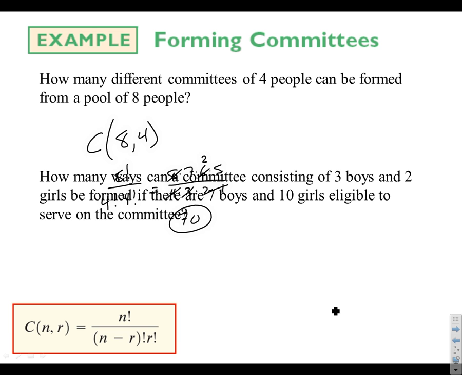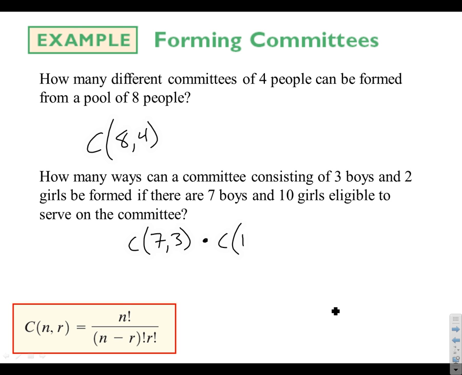All right, let's try another one here. So now we have 2 things going on here. We want 3 boys and 2 girls to be formed from a total of 7 boys and 10 girls. We're going to pick a combination of, and here's where you split it up, we're going to choose from 7, we're going to choose 3 boys, and we're going to multiply. We're going to pick from 10 girls, we're going to pick 2 of them.